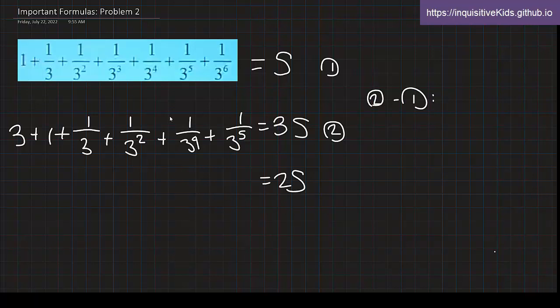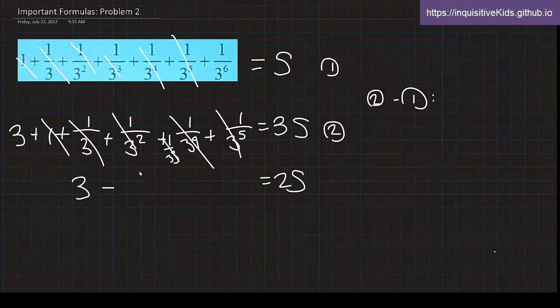So after we subtract, this is plus 1 over 3 to the 5th, this is minus 1 over 3 to the 5th. Remember, we're subtracting, and all of this gets canceled out. This gets canceled out, canceled out. So 2S would be equal to the biggest number, which is 3, minus the smallest number, which is 1 over 3 to the 6th.